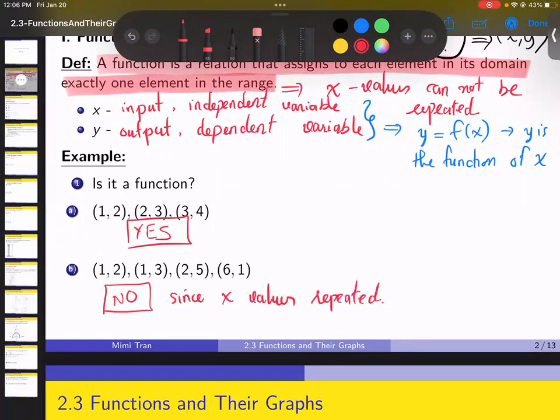Is there any question? It's a good time to ask. Can you see it? Yeah, can you see it? Okay.